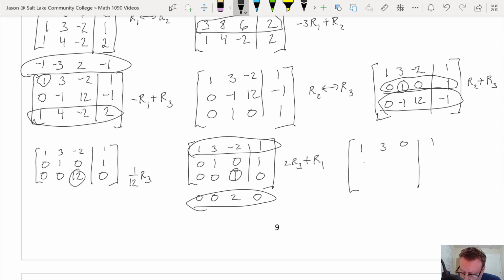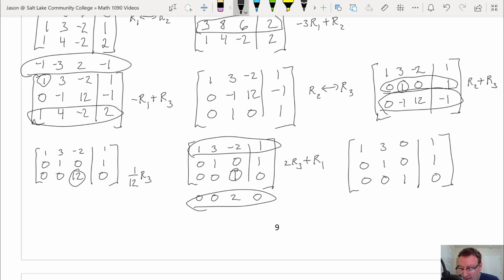Second row stays the same, 0, 1, 0, 1. Third row stays the same, 0, 0, 1, 0. Almost done. One more step. Notice, though, that this third column is finished, right?